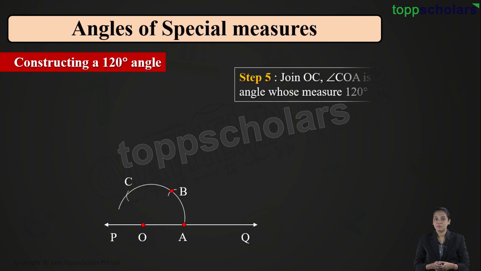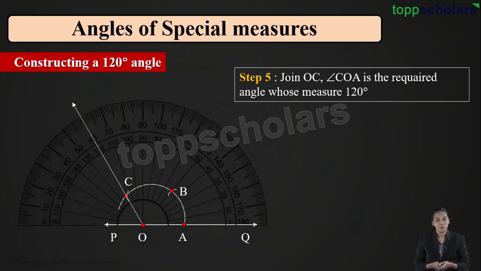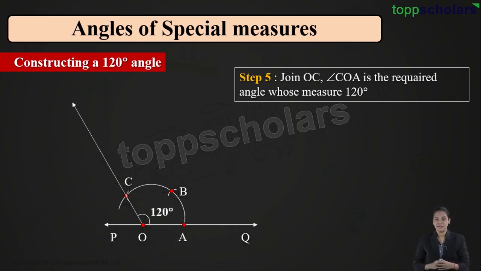And the next step, students, will be just to join the lines OC and we will get the angle COA. So, how to draw? Like this. And this is how we get the angle 120 degree. Can you see? 120 degree. So this is how we construct an angle of 120 degree.